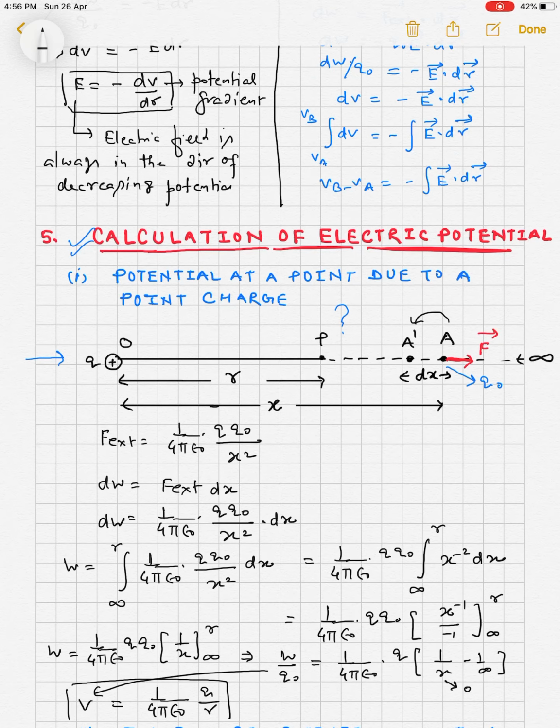So this is the formula for electric potential due to a point charge q at a distance R. For electric field, the formula was 1 upon 4 pi epsilon naught q upon R square. So this is the only difference between electric field and electric potential. In the electric field formula we had R square, here we have 1 upon 4 pi epsilon naught q by R. So V is proportional to 1 upon R. As R increases, V decreases.